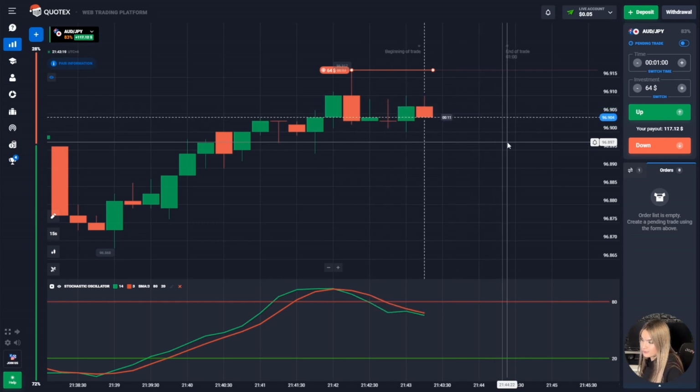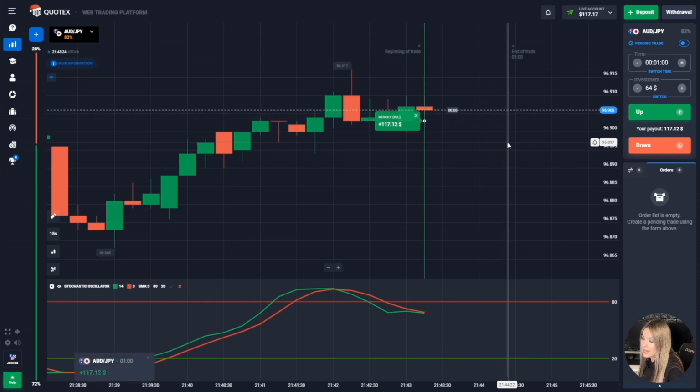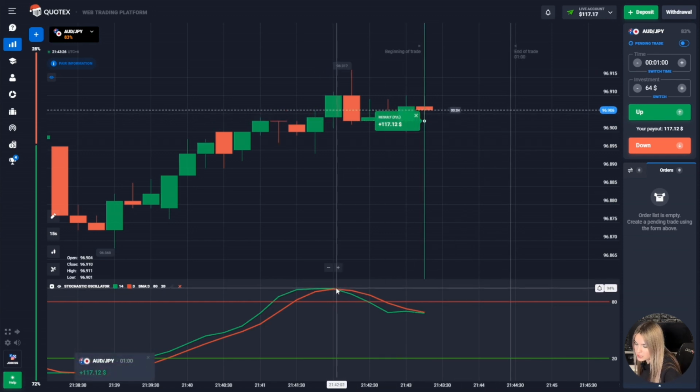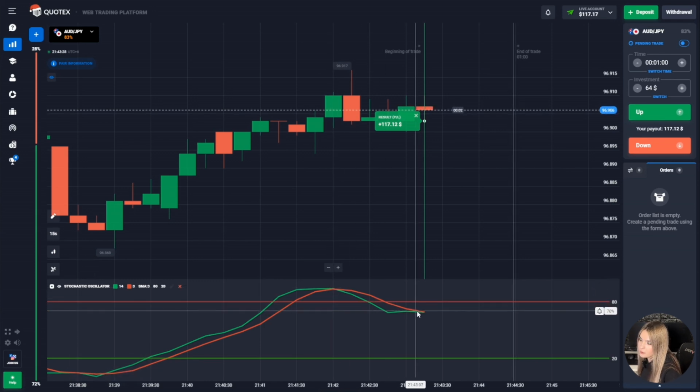We successfully entered into the transaction at the maximum price during the reversal, and despite the correction, guys, we were able to make a profit.